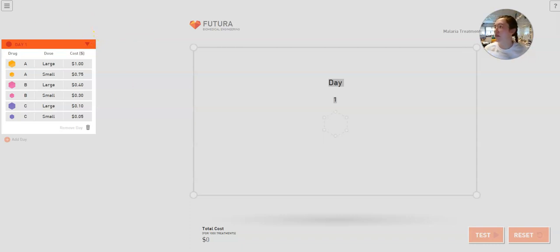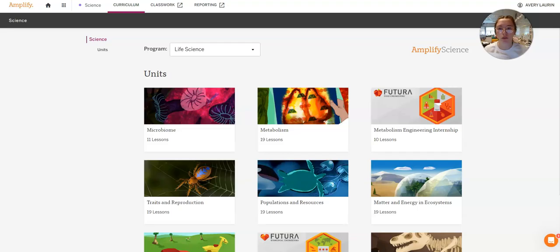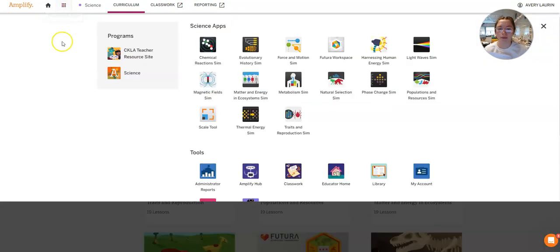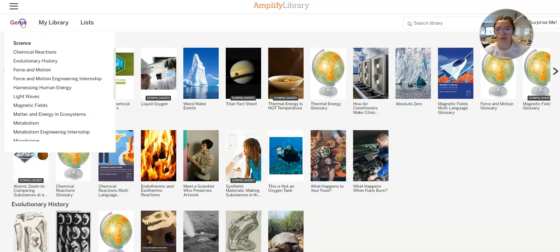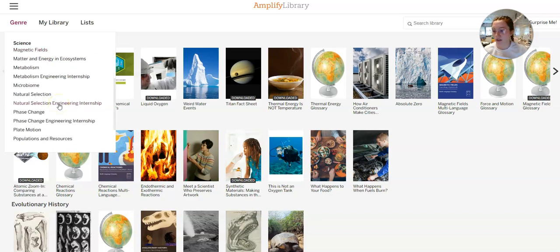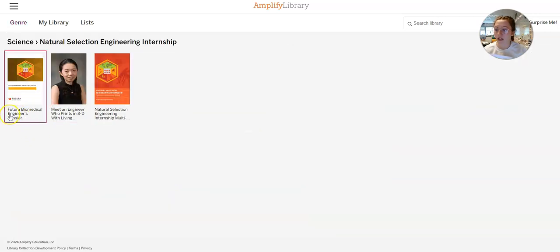If you are one of my friends who is still confused on where to find the dossier, let me help you. We go to Programs and Apps. I have more buttons than you do. You go to Library. Once we're in the library, we go to Genre. And I have more genres than you guys do because I have 8th grade on here as well. You are going to go down until you find your natural selection engineering internship. And you're going to click on that dossier right here. It's that very first one.